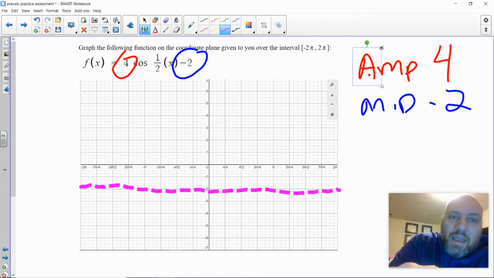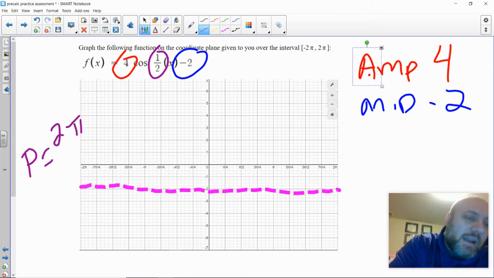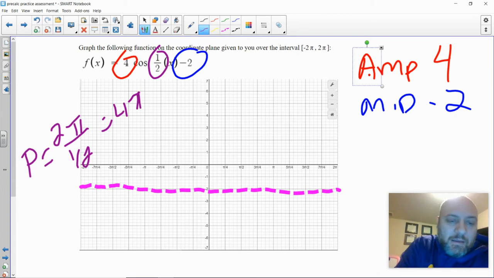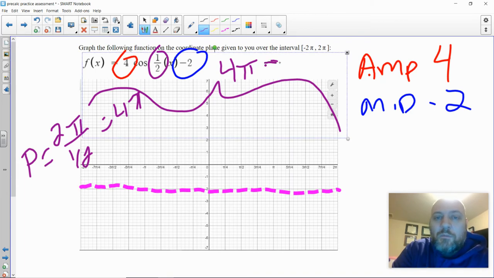The only other number I have is my b value. It's 1/2. So again, in other words, I'm going to have 1/2 of a cosine curve between a distance of 0 and 2 pi. Or if you want to do it with the period, I'm going to have 2 pi divided by 1/2, which is 4 pi. So from negative 2 pi to 2 pi, that is a distance of 4 pi. So I will have one full cosine curve on this graph.